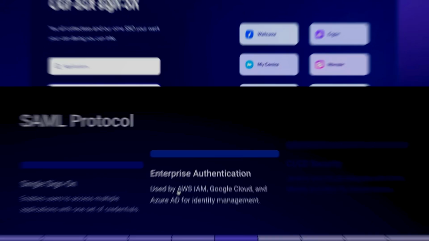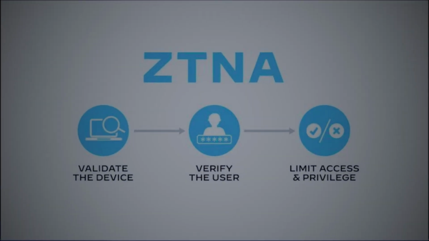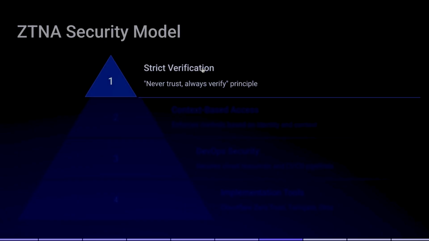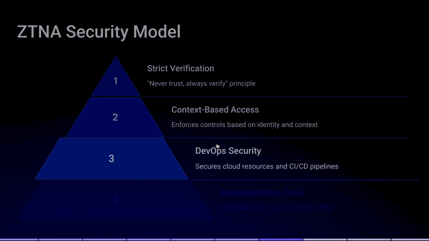Talking about security, you should definitely know about ZTNA, or Zero Trust Network Access, which is a security model that enforces strict access control based on identity and context, following the principle of never trust, always verify. In DevOps, ZTNA is used to secure access to cloud resources, CI/CD pipelines, and even Kubernetes clusters.